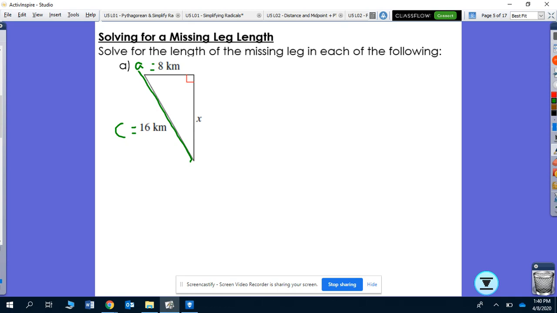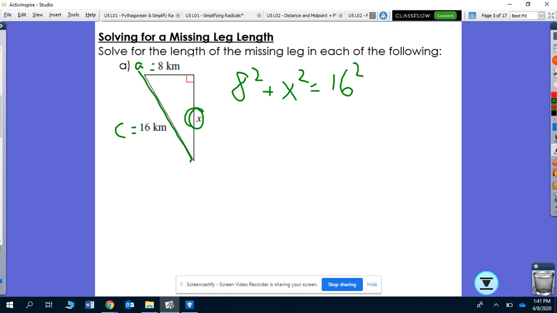So if we're going to set this up, it's going to be 8 squared plus, we don't know the b, aka x. I'll use x this time. So we don't know the b value, we don't know the other leg. So x squared equals 16 squared. So again, we're now going to do the same process.